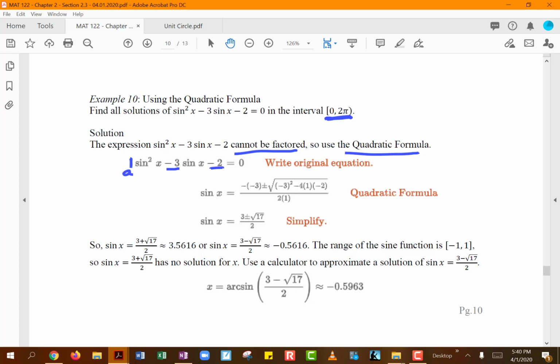So the 1 becomes your a, negative 3 is b, negative 2 is c, and then they plug it into your quadratic formula. So that's negative b plus or minus square root of b squared minus 4ac divided by 2a. So they go ahead and simplify that right hand side, and this is what they're coming up with. 3 plus or minus square root of 17 over 2. So if you take the decimal approximation of the right hand side, 3 plus square root of 17 over 2, you are getting approximately 3.5616.